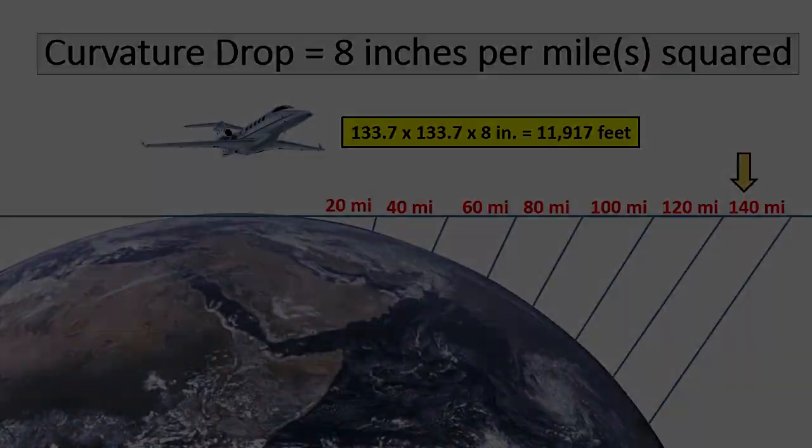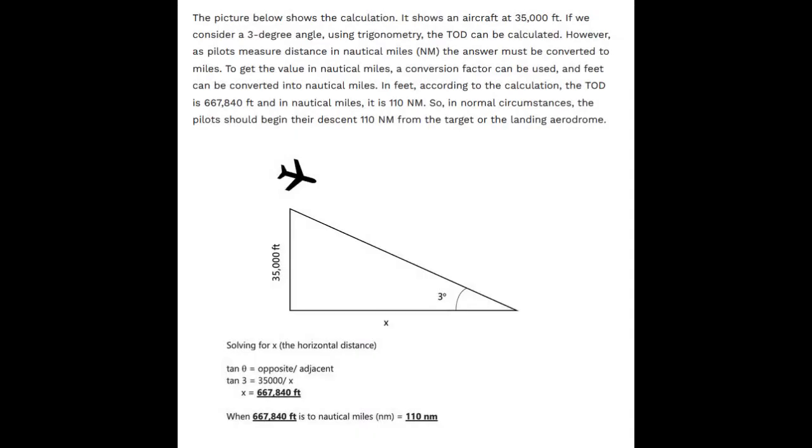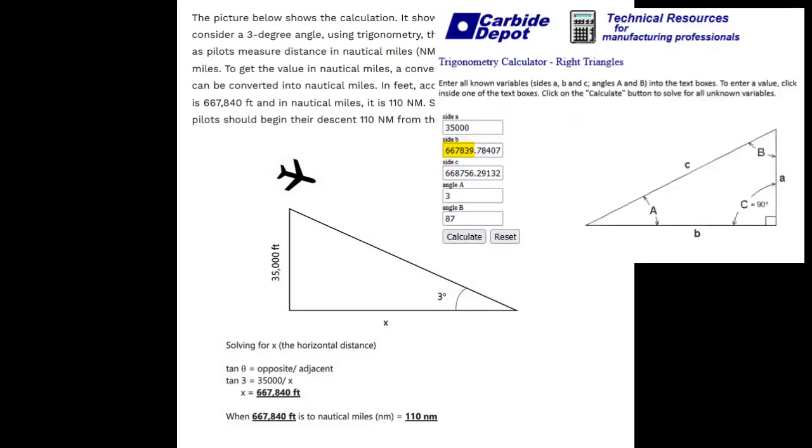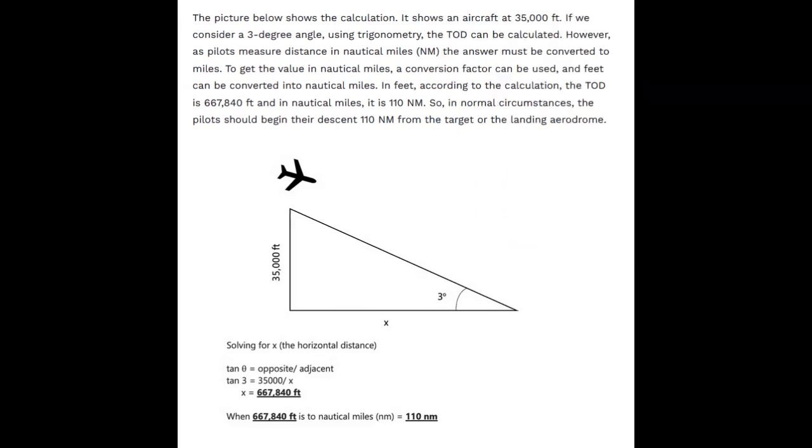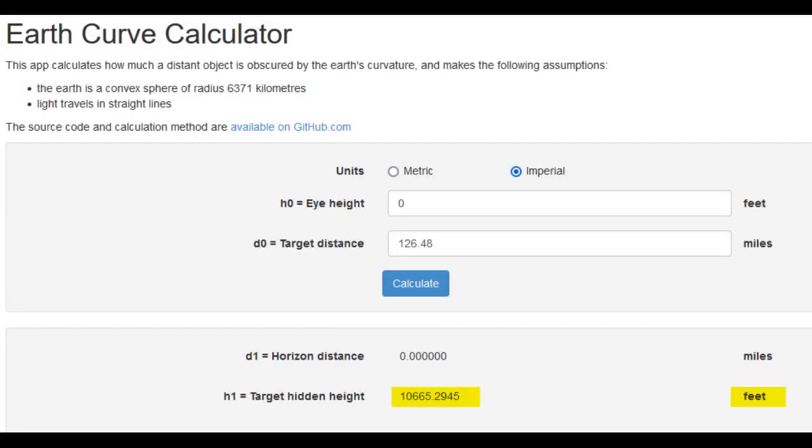Of course it would. Here's another example from simpleflying.com with a top of descent altitude of 35,000 feet. It's the same trigonometry, but let's use our online calculator. We get the amount of 667,840 feet, which equals 126 miles. What's the curvature drop at 126 miles? 10,665 feet. Do you think 10,665 feet would be important for a pilot to consider? Of course it would.